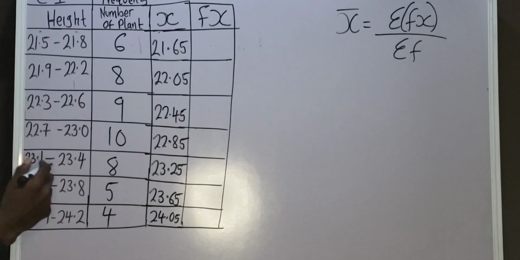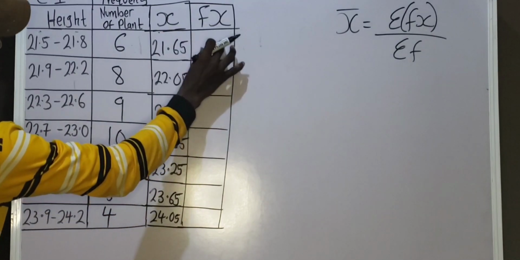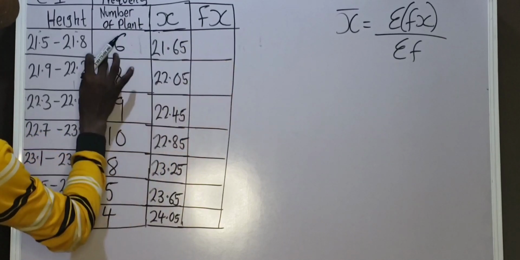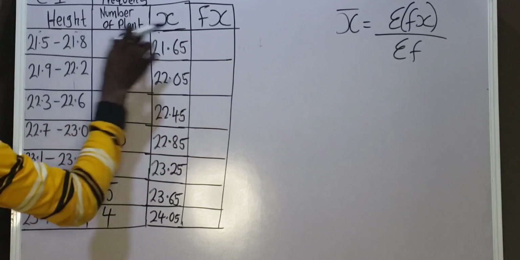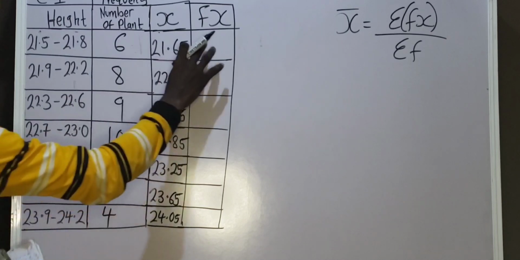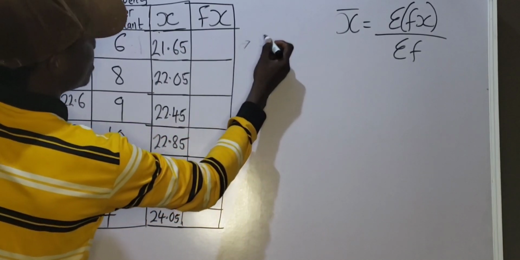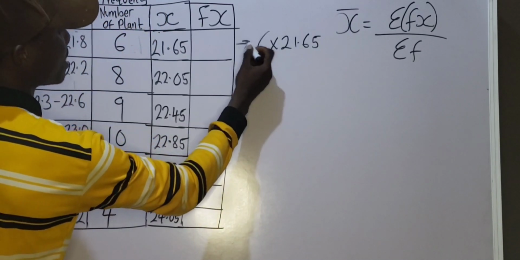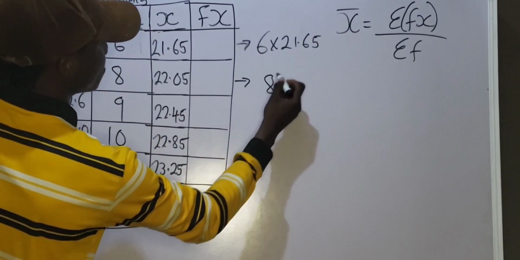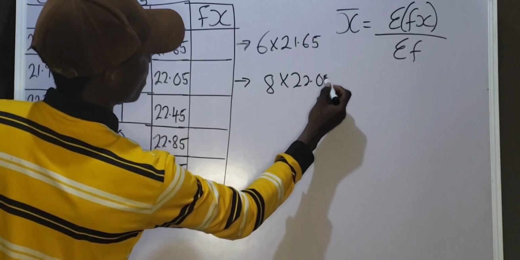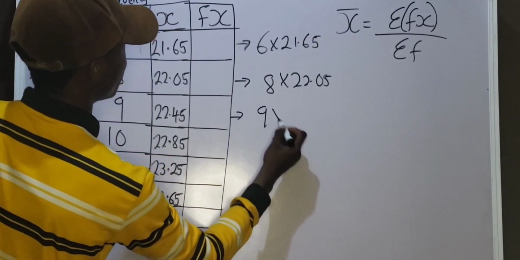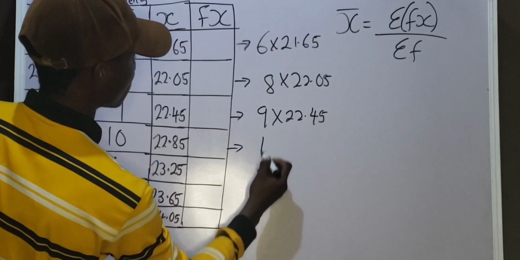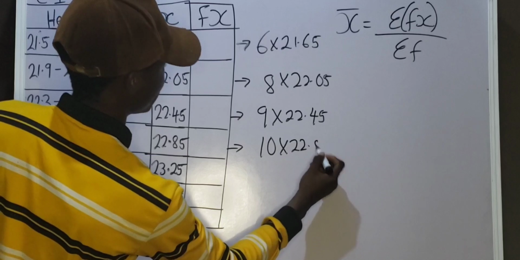Please, I want you to pay attention. fx is, for example, the value of these cells: the product of the respective frequency and x. So for this cell, I'm going to have 6 multiplied by 21.65. I wrote it here so that you understand. For this cell, 8 multiplied by 22.05. For this one, 9 multiplied by 22.45. For this one, 10 multiplied by 22.85.